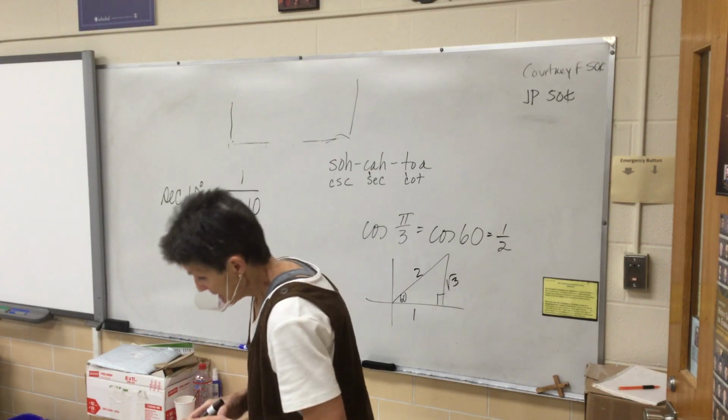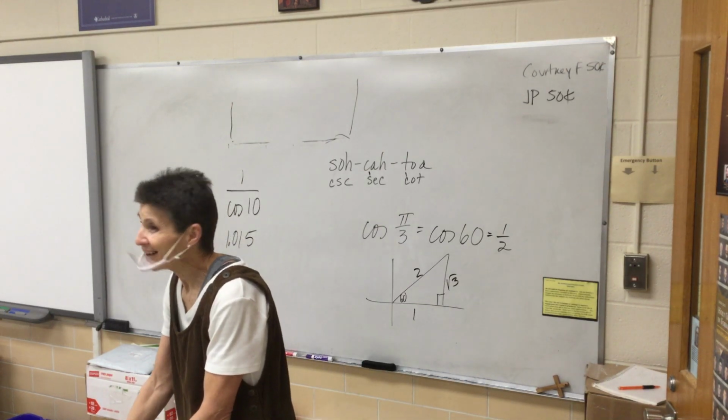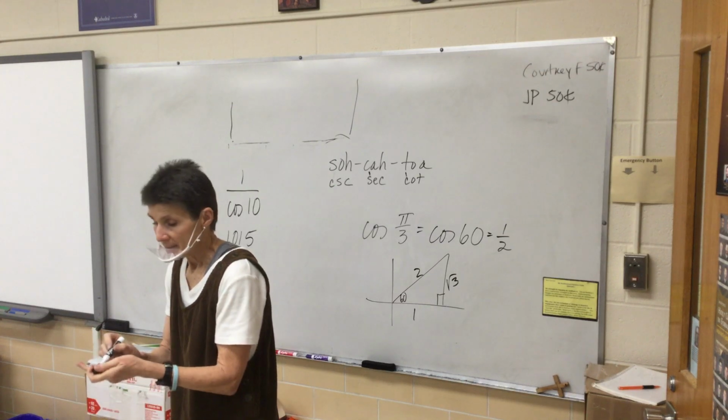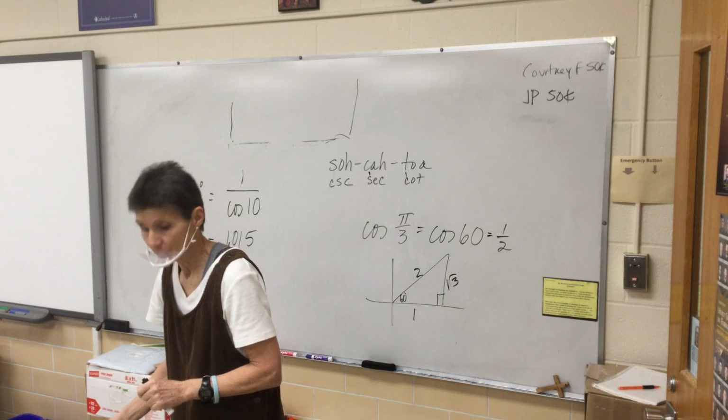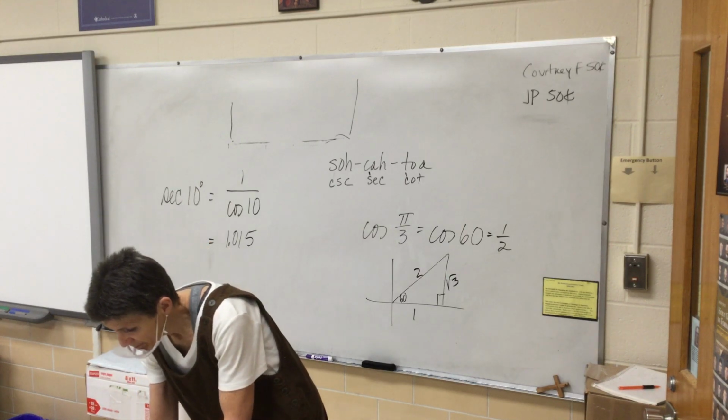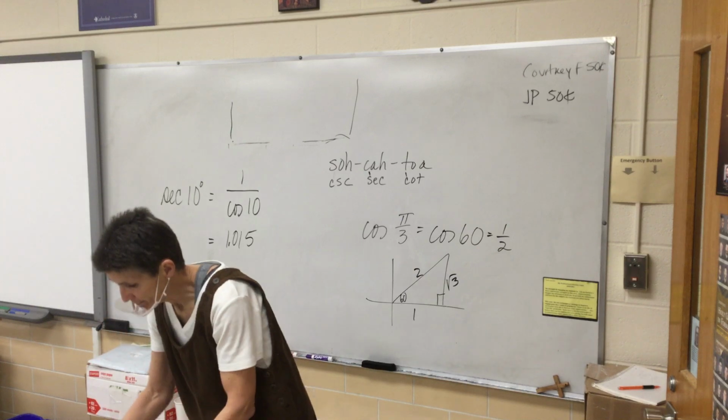Easy. Now, I'm not going to do B right now because that's a radian measure, and my calculator is set in degrees. So I'm going to skip down to C. I've done A, now I'm going to do C.